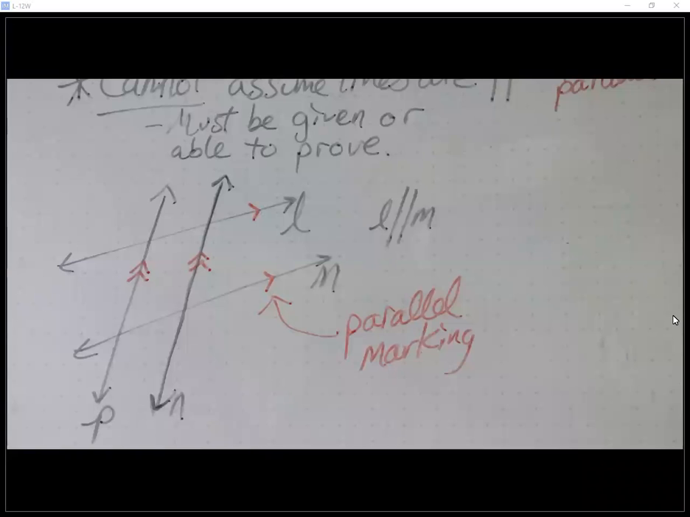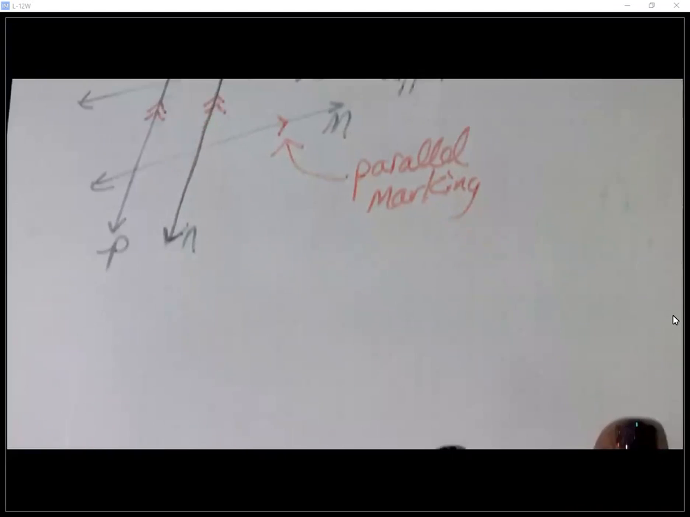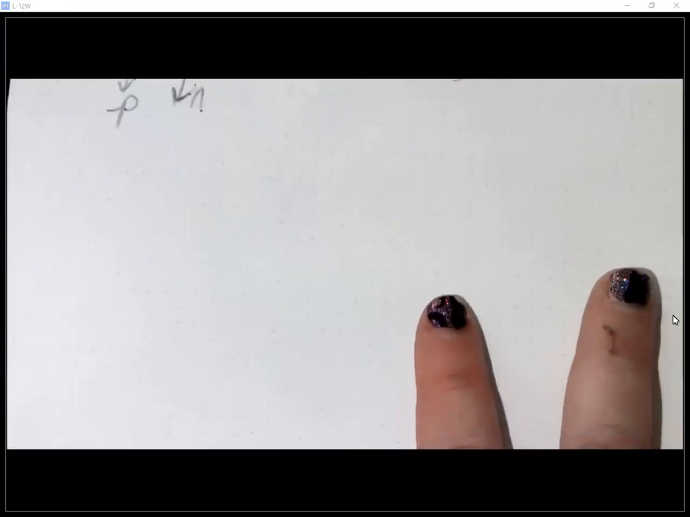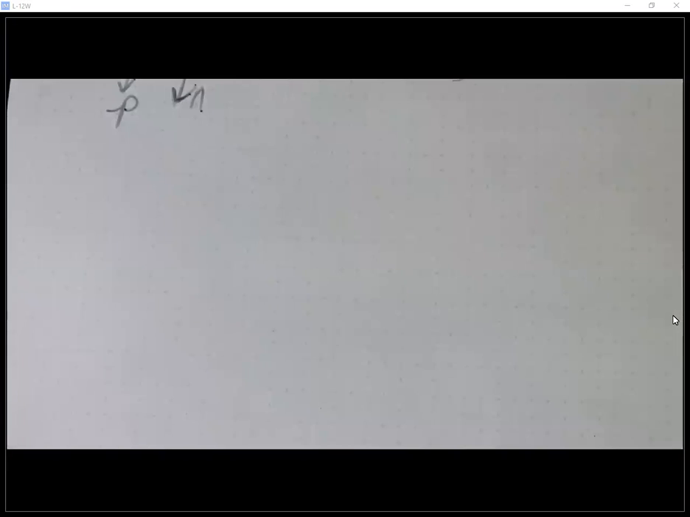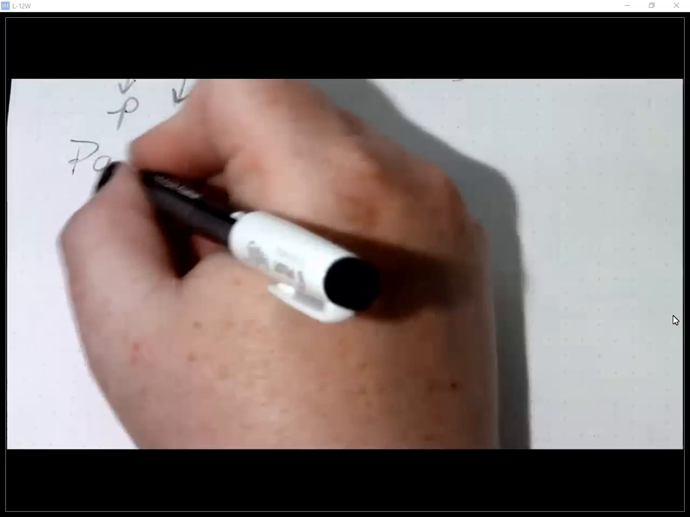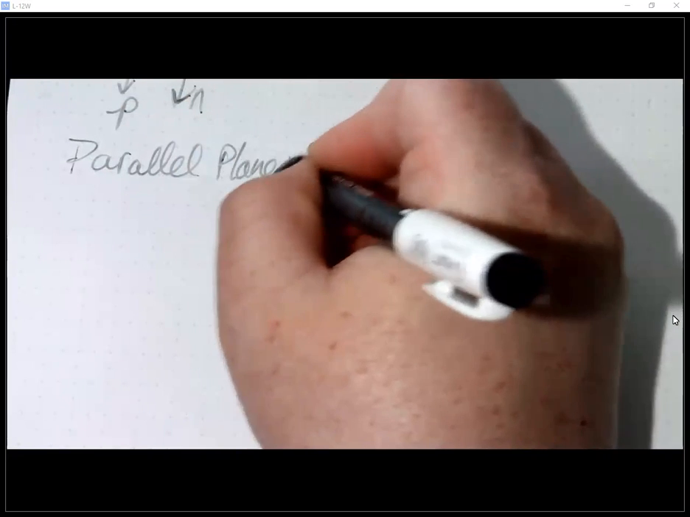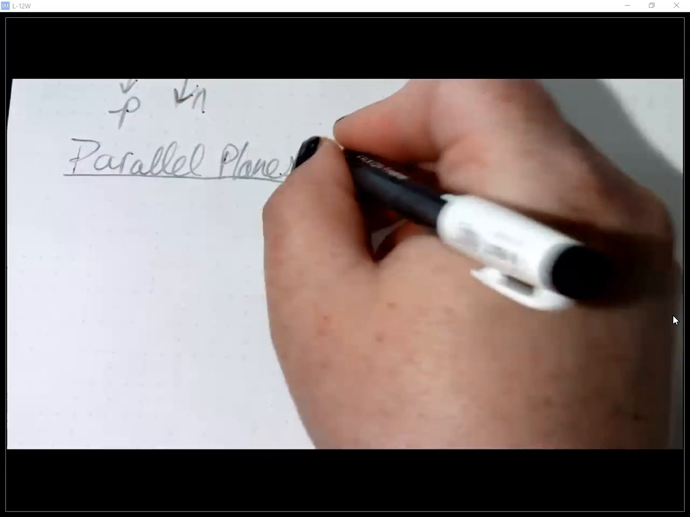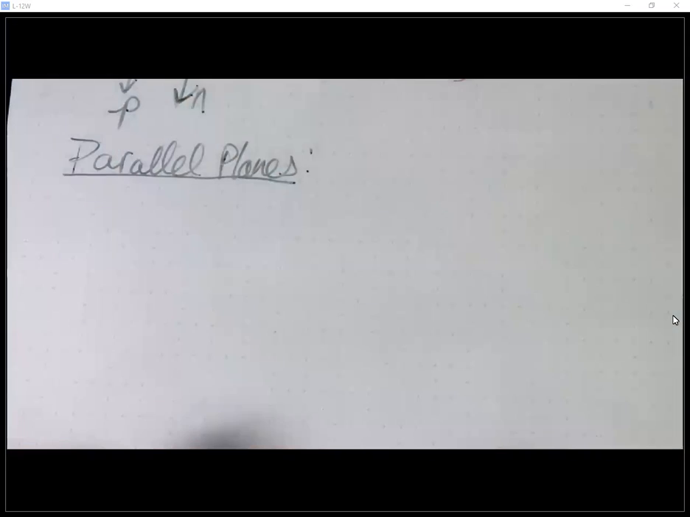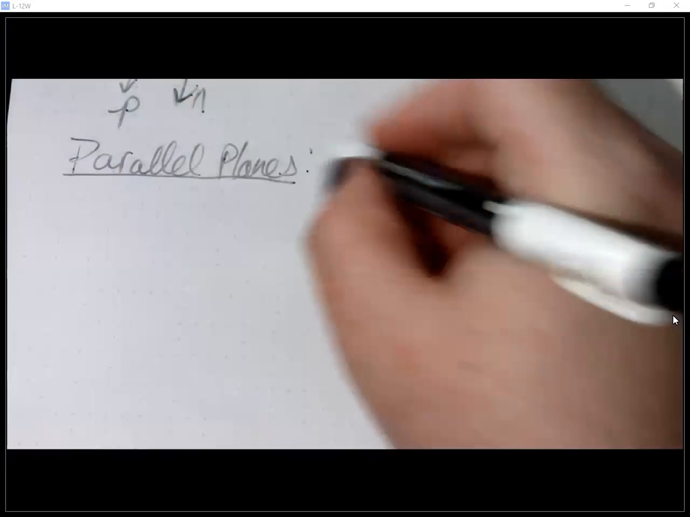Now we're going to talk briefly about parallel planes. And we have a theorem that goes with that. Parallel planes, you just get to say that they're just planes that don't intersect, because there's no such thing as skew planes. We can't have that. So they are just simply planes that don't intersect.